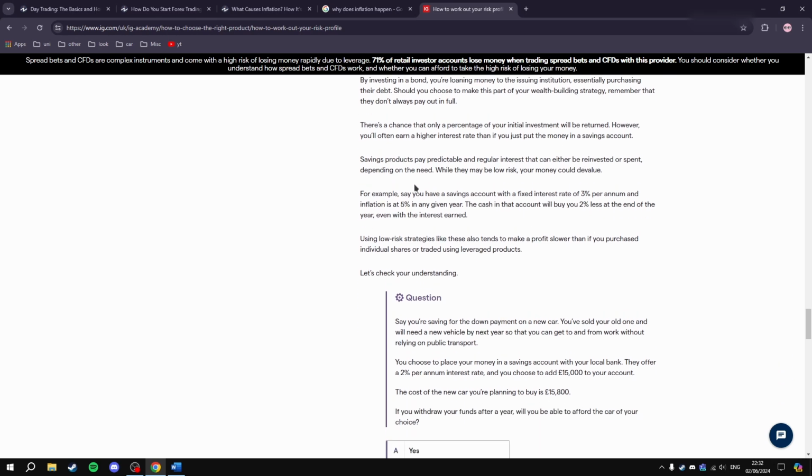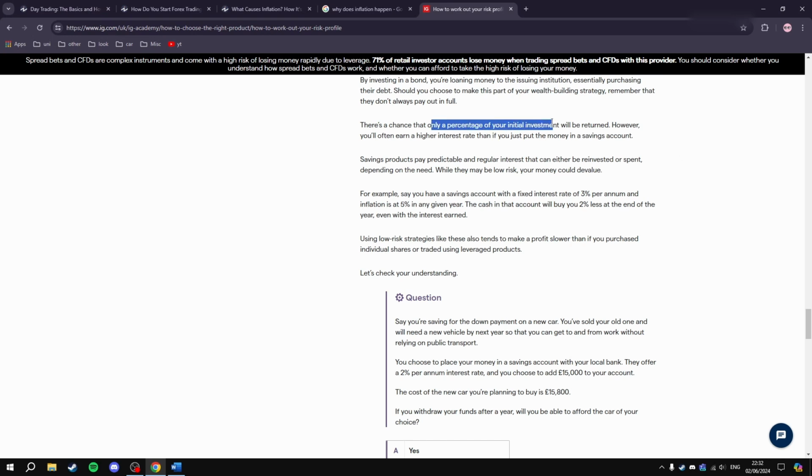By investing in a bond, you're loaning money to the issuing institution, essentially purchasing their debt. Should you choose to make this part of your wealth building strategy, remember that they don't always pay out in full. There's a chance that only a percentage of your initial investment will be returned. However, you'll often earn a higher interest rate than if you just put the money into savings accounts.